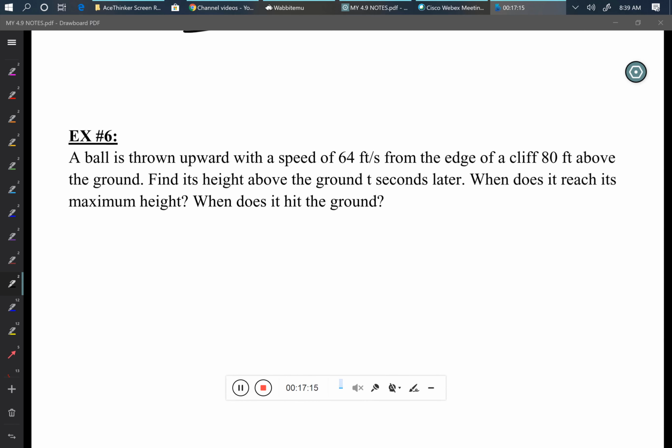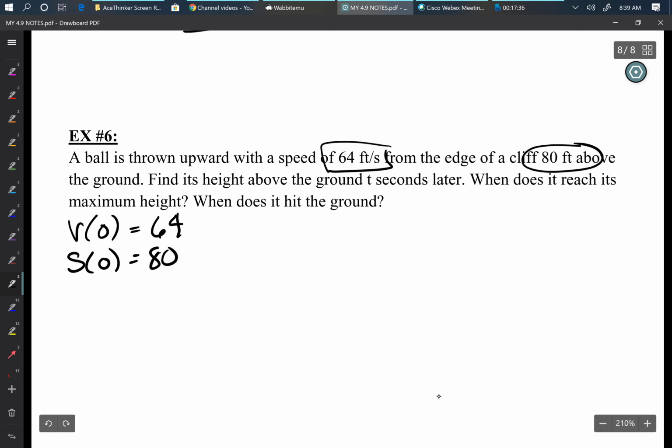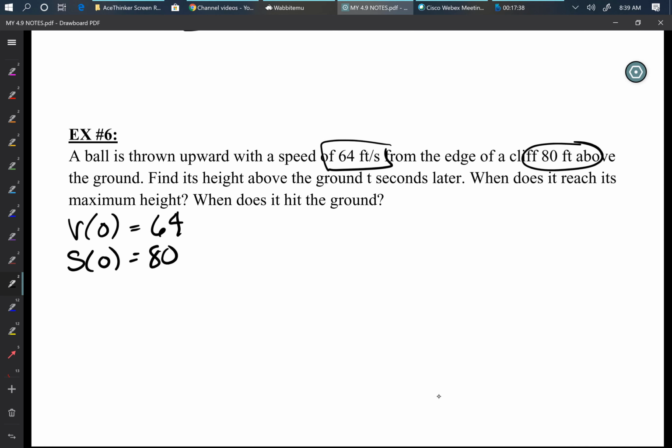Okay, so this problem's a little bit trickier just simply because I have to try to figure out what all this means. So first off, a ball is thrown upward with a speed of 64 feet per second. That tells me that v sub 0 is equal to 64. Right. From the edge of a cliff, 80 feet above the ground, that tells me that s sub 0 is 80.